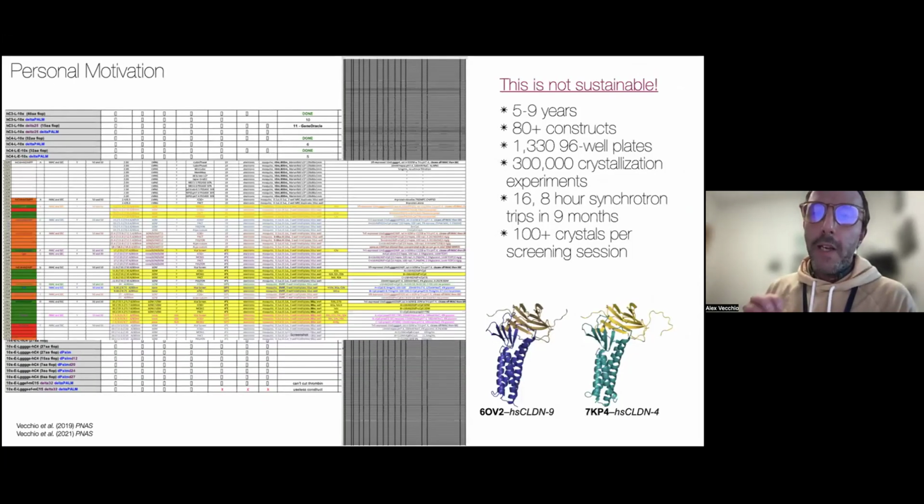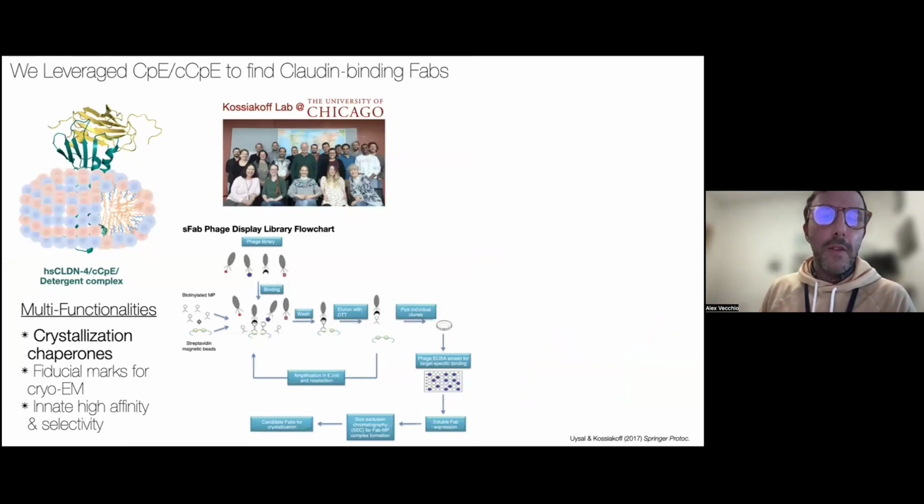So when I started my lab, I knew that what took me 6 years in the Stroud lab to do was not sustainable for a new PI, and it definitely wasn't sustainable for new trainees. And so just in sum, it took me 5 to 9 years to get the 3 structures that I mentioned. That required about 80 constructs, 1,396 well plates, which equates to about 300,000 crystallization experiments, 16 eight-hour synchrotron trips within 9 months, screening about 100 crystals a session, right, to yield only 3 structures. And again, I knew that this wasn't sustainable long term.